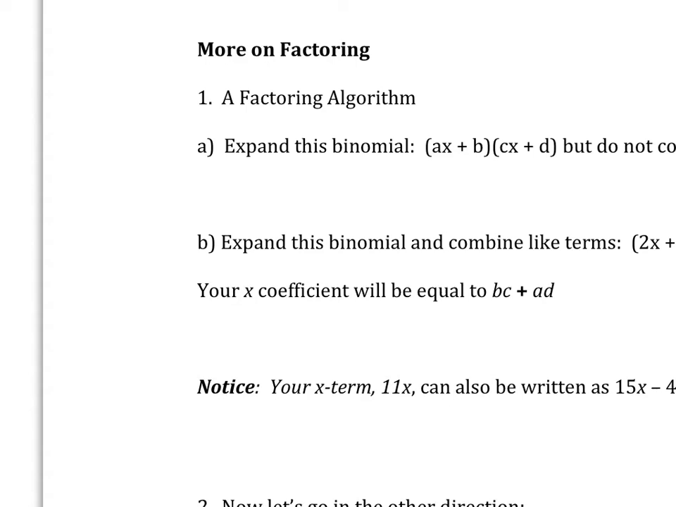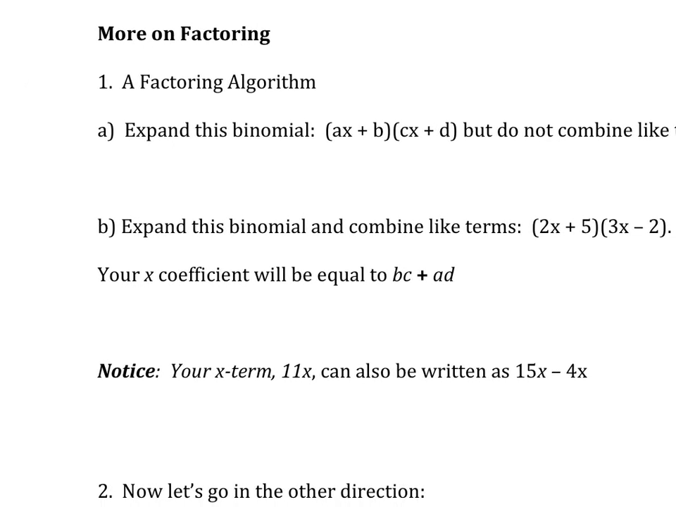So take a look at this algorithm here, and we see that it starts with just this binomial. We have some number times x plus some number, another number times x plus some number. And when we expand this, we're going to end up getting acx squared plus adx plus bcx plus bd. So you'll notice that we have all four of these numbers represented here, a, c, b, d.